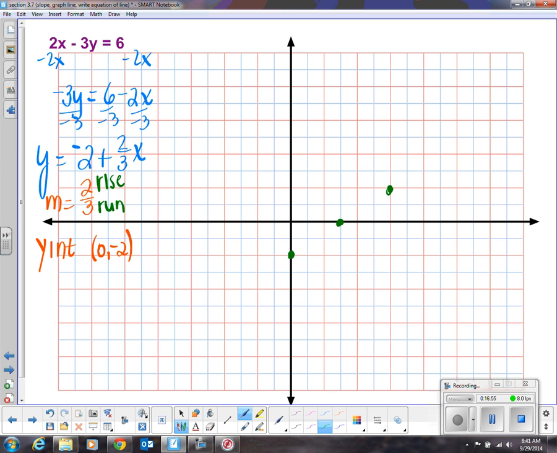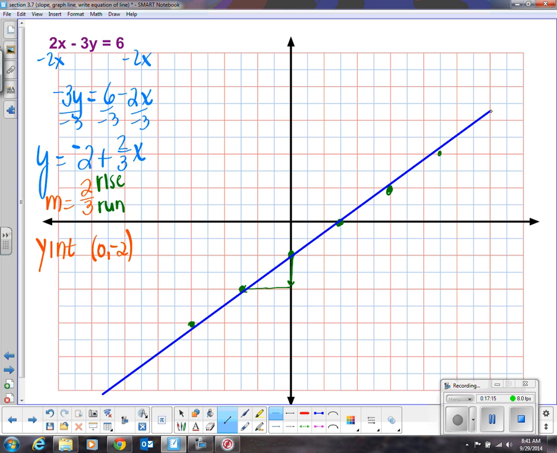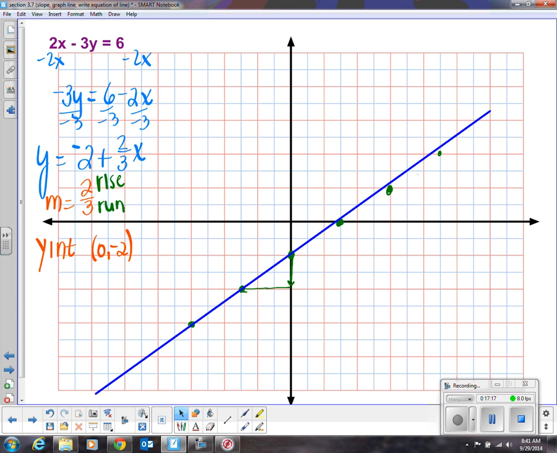Can't you go the other way too? Rise 2 and run 3, there's 4 points. If I rose a negative 2, to keep it positive, I'd have to run a negative 3. Negative divided by negative is positive. So I could go down 2 and left 3. Can we put that in the folder? Pardon me? No, not at this point. It's important that you are able to do several points, because again, we're going to need it for the reflection.